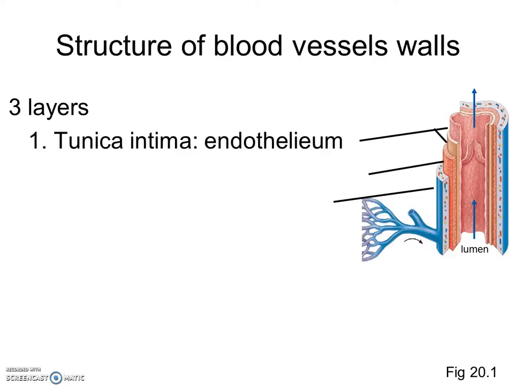The tunica intima, which is made up of endothelium. So you'll notice that this is the innermost layer. So the lumen is the inside space where the blood flows through the vessel. So here is the tunica intima, right here.